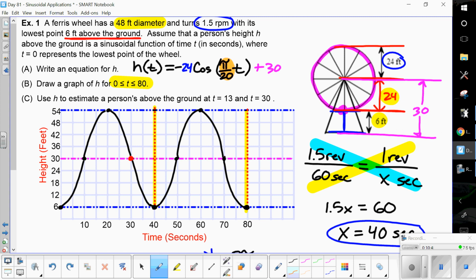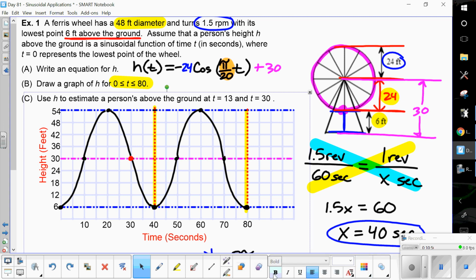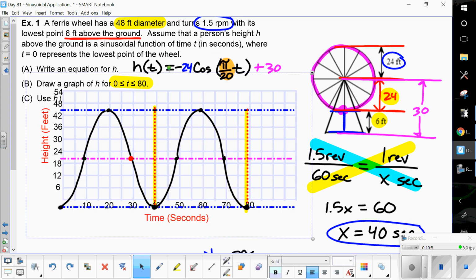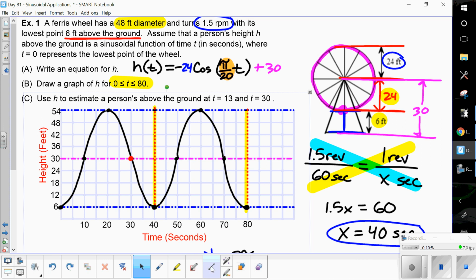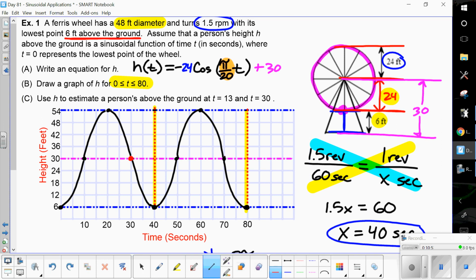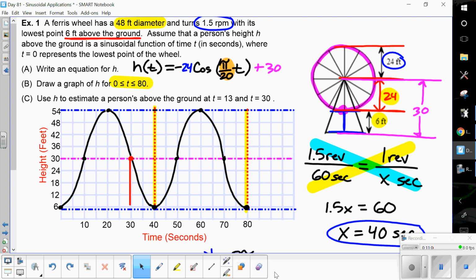At 30 seconds, I should be at a height here of 30 feet. Now, the problem I have is with 13. 13 is not a clean point. If I look up here, 13's roughly there, and when I go up, it's not a nice clean number, and I don't want to just guess. Okay, so I'm going to use my calculator at this point.